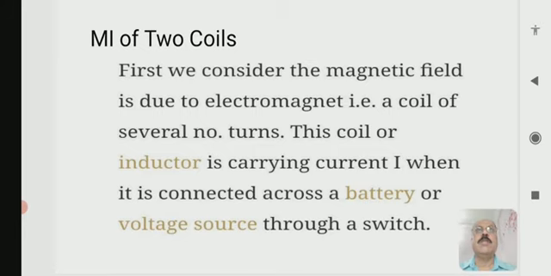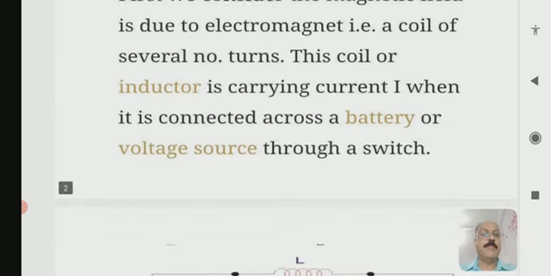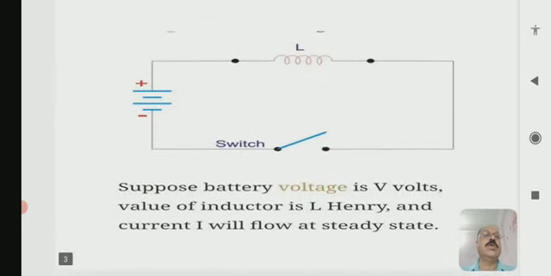You take a coil of several turns, and a current is passed through that coil. Around that coil the magnetic field is produced. This is the circuit diagram. You can see a coil having inductance L, a battery with positive and negative terminals, and a switch. If the switch is closed, current flows through the coil. Suppose the battery voltage is V volts and the value of the inductor is L henry.